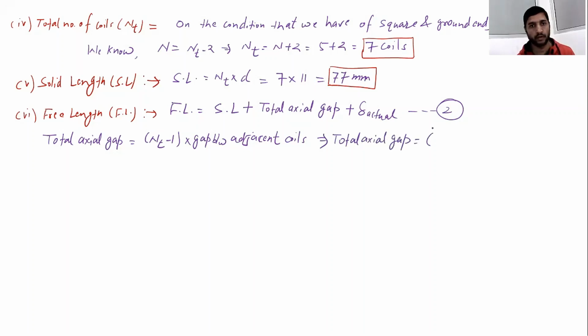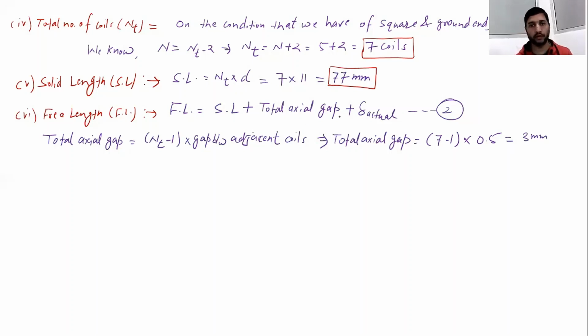So 7 minus 1 into gap between adjacent coils. So in this question, 0.5 mm of gap is considered between the adjacent coils. You can assume in the range up to 2 mm. Okay, 0.5 mm, 1 mm, 1.5 mm, or 2 mm. It depends upon us. So in the textbook, it is given as 0.5 mm. So I'm taking 0.5 mm. So after solving this, you are getting 3 mm. Okay, because 7 minus 1 is 6, and half of 6 is 3 mm.